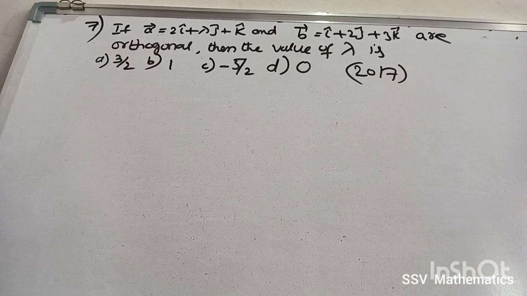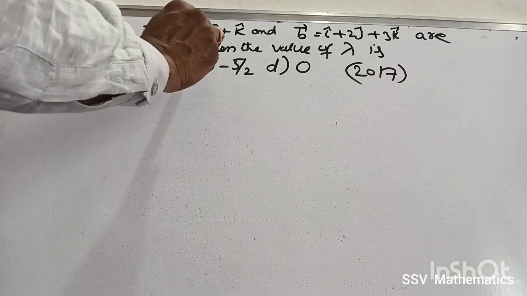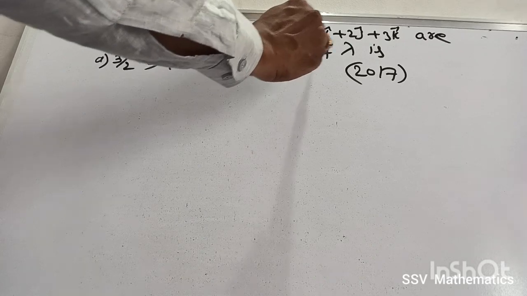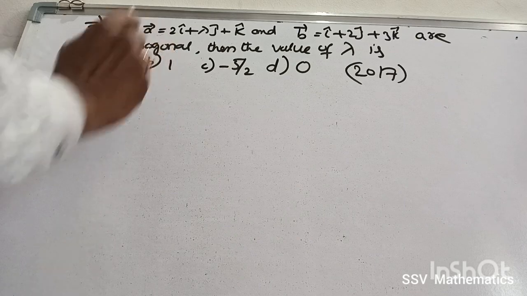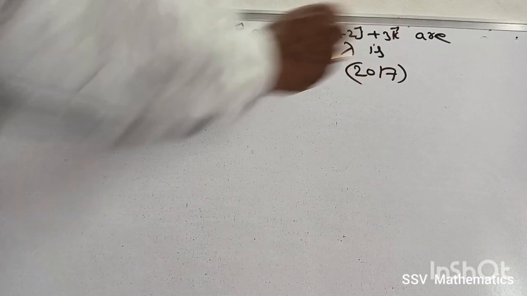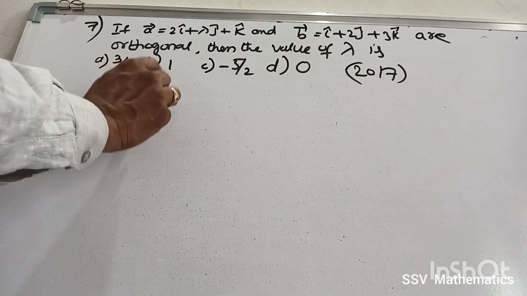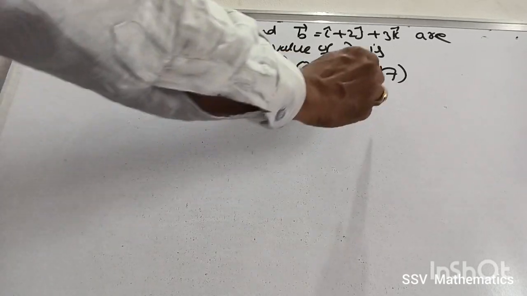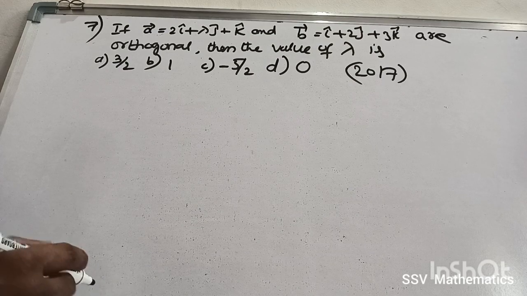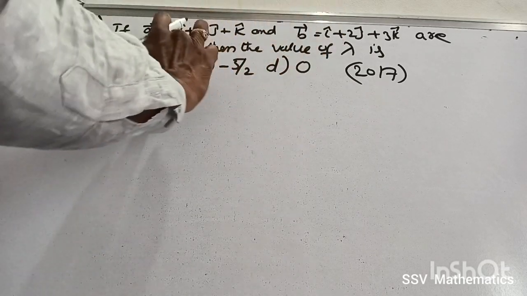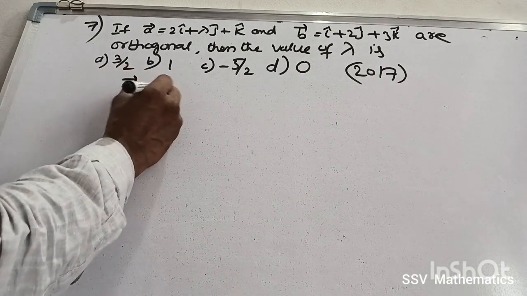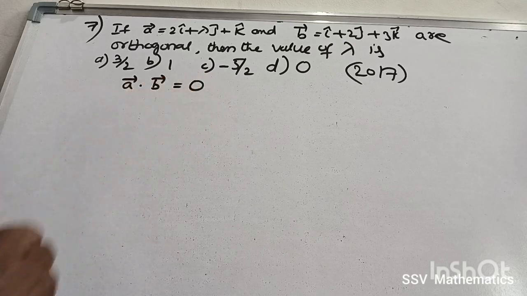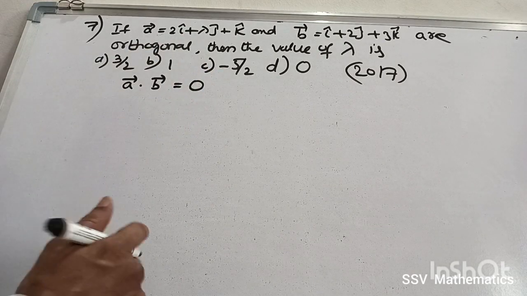Next question. If vector A equal to 2i plus lambda j plus k and vector B equal to i plus 2j plus 3k are orthogonal vectors, then the value of lambda is, options 3 by 2, 1, minus 5 by 2, 0. Asked in 2017. So here A and B are orthogonal, means perpendicular vectors. So therefore A dot B equal to 0. Since A and B are perpendicular or orthogonal vectors, their dot product is equal to 0.